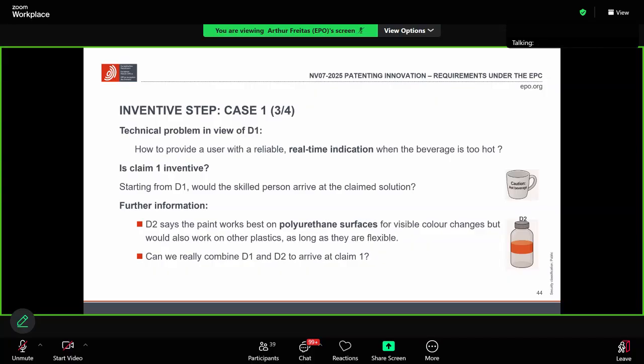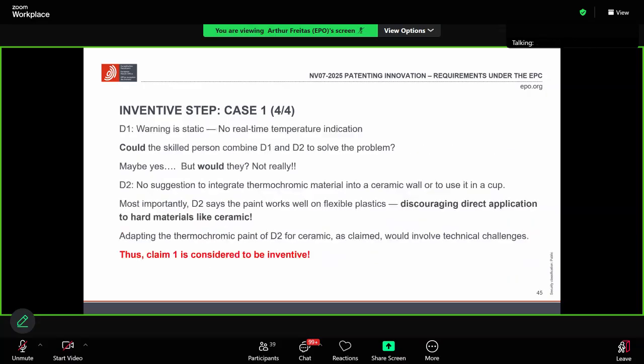The temperature conductivity of ceramic and plastics are different, right? What if I use the paint of D2 in D1 and the color changes at 30 degrees, not at 60 as it needs to? Would that work, right? And that's the assessment I have to do here. Is this combination credible? Would that work?